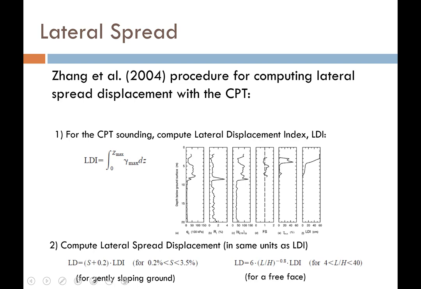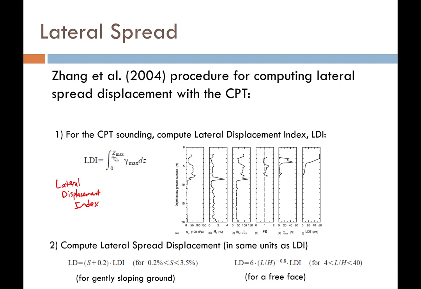So here are the steps for the Zhang and others procedure for computing lateral spread with the CPT. What they recommend doing is first computing what they call the lateral displacement index, or the LDI. And all it is is the summation of the thickness of each little layer times its corresponding shear strain. So it's basically the initial estimate of lateral spread displacement. That's what the LDI is, okay?